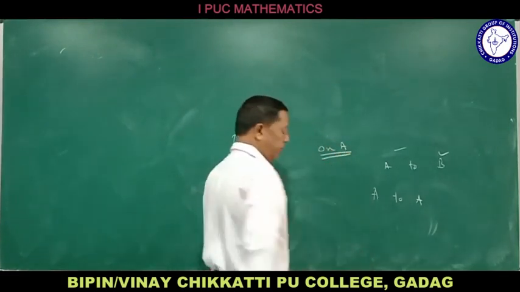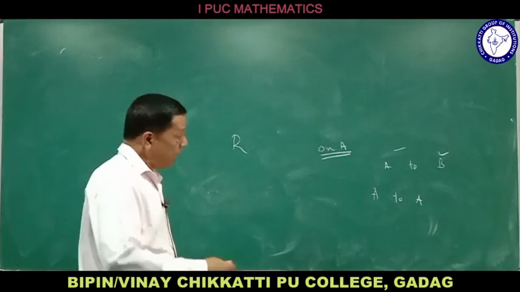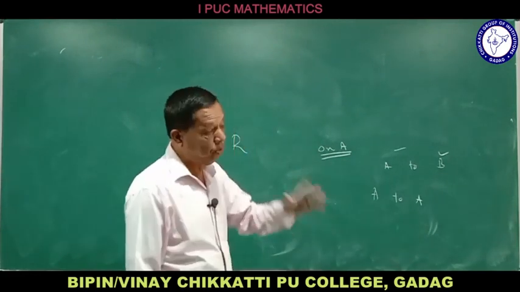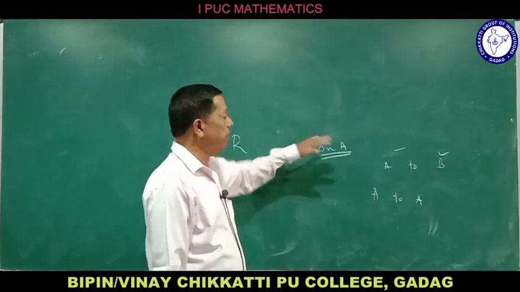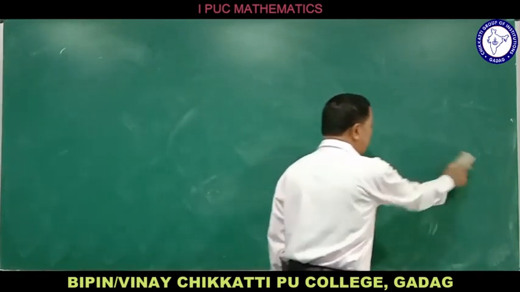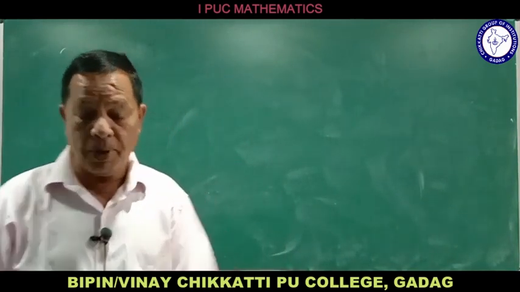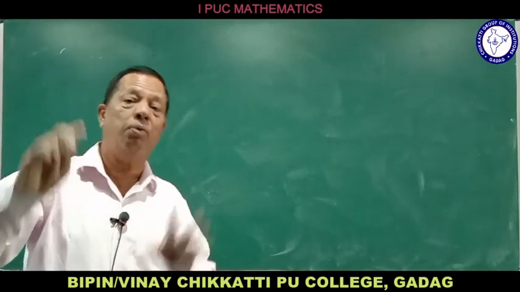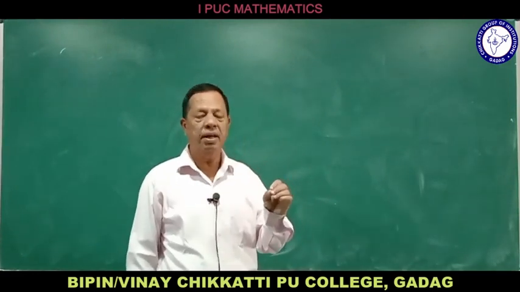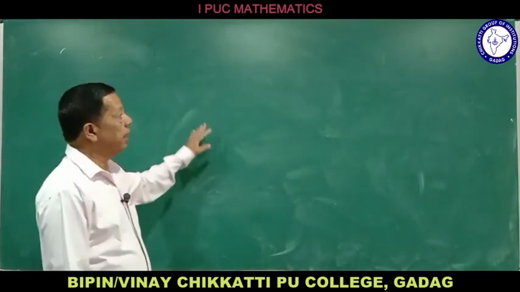Once again, the relation R from set A to A is defined as a relation on A. Don't get confused by relation on A, because so far you have seen the relation from set A to set B. If the relation is from set A to set A only, we use relation on set A. Relation on set A means the relation from set A to set A. These are the points to be followed while understanding relations.